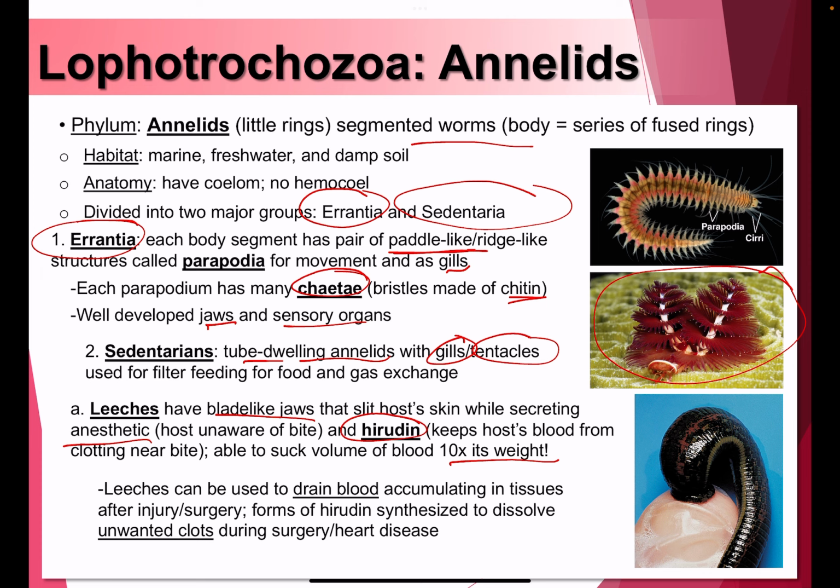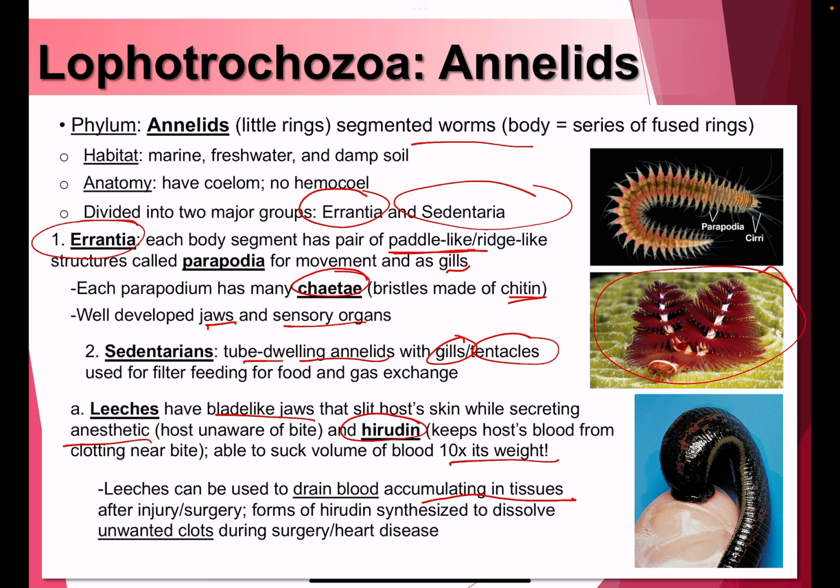Yes, they suck our blood when we don't want them to, but there are cases when we want to use them for taking blood out. So there are blood draining methods where leeches can be used to drain the blood from accumulating in tissues after injury or surgery.